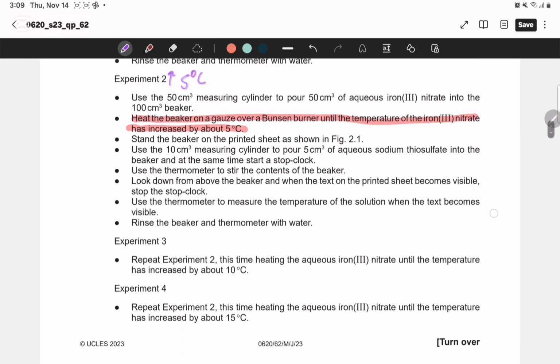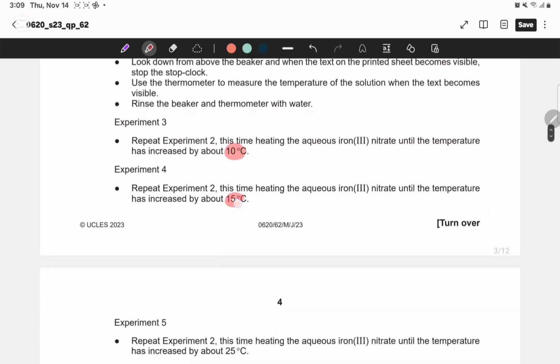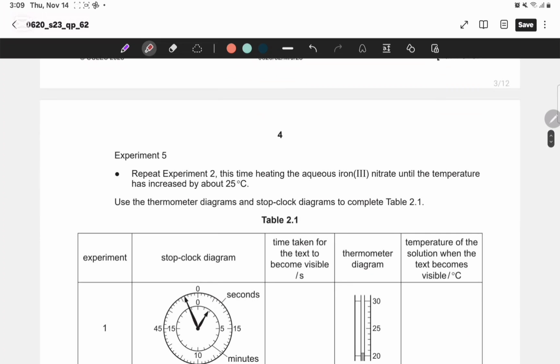So I'm not going to bother reading. Experiment 3, same thing, and they heated it until the temperature increased by about 10 degrees Celsius. Experiment 4, 15 degrees Celsius. Experiment 5, 25 degrees Celsius.